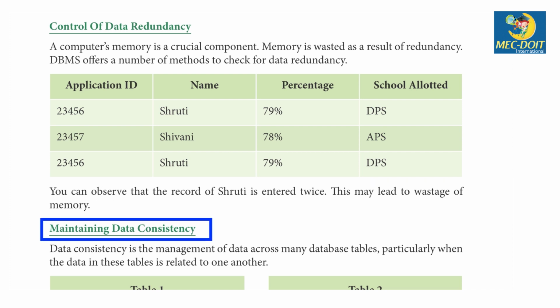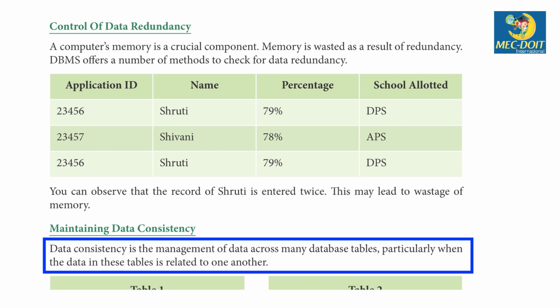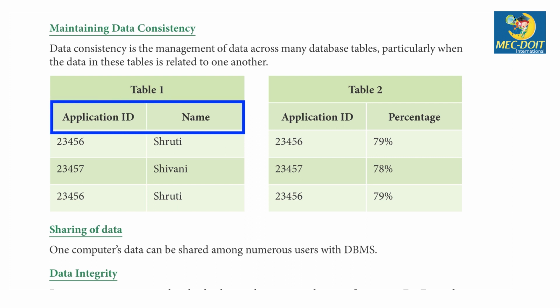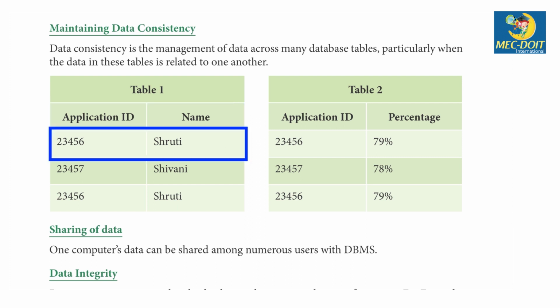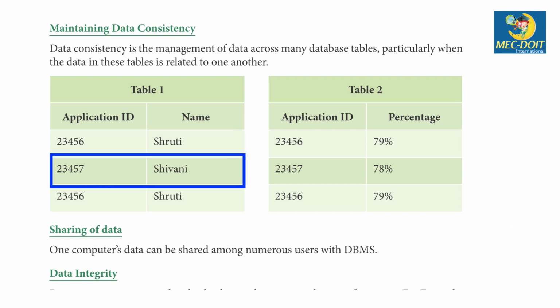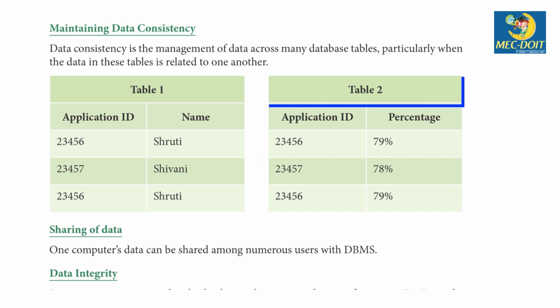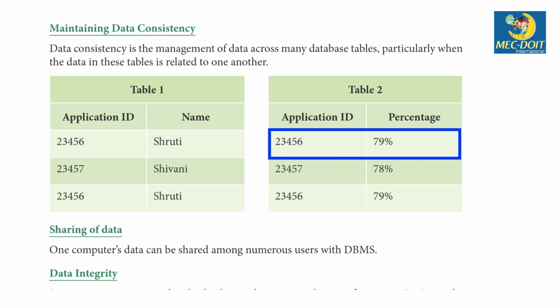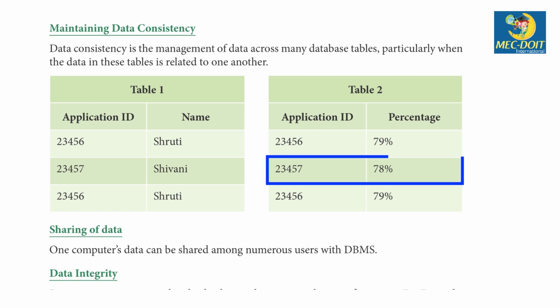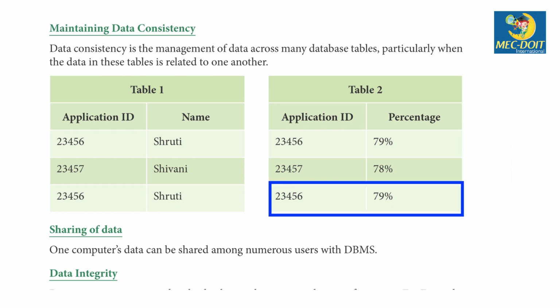Maintaining data consistency. Data consistency is the management of data across many database tables, particularly when the data in these tables is related to one another. Table 1. Application ID, name: Shruti, Shivani, Shruti. Table 2. Application ID, percentage: 79%, 78%, 79%.